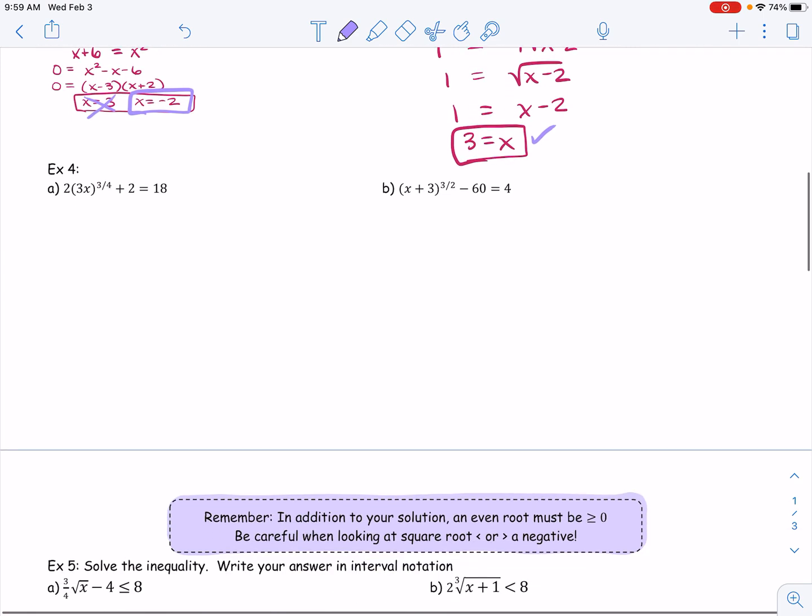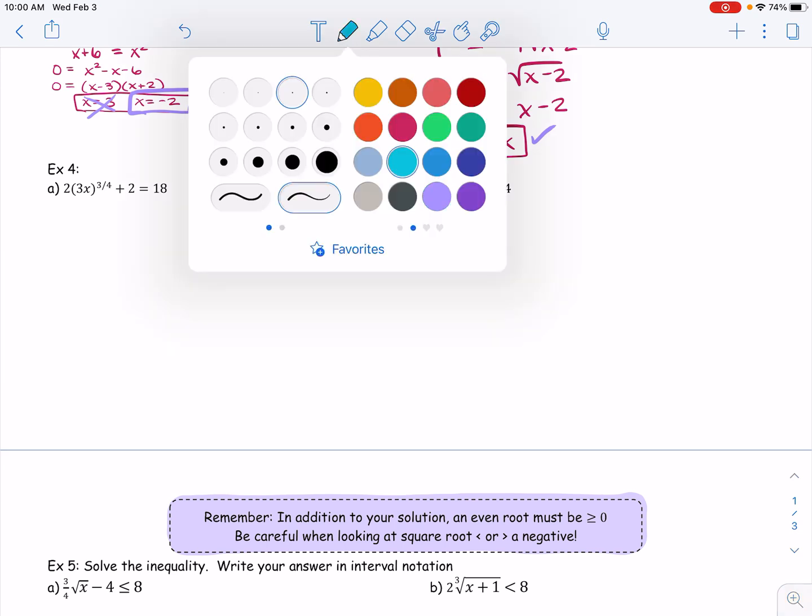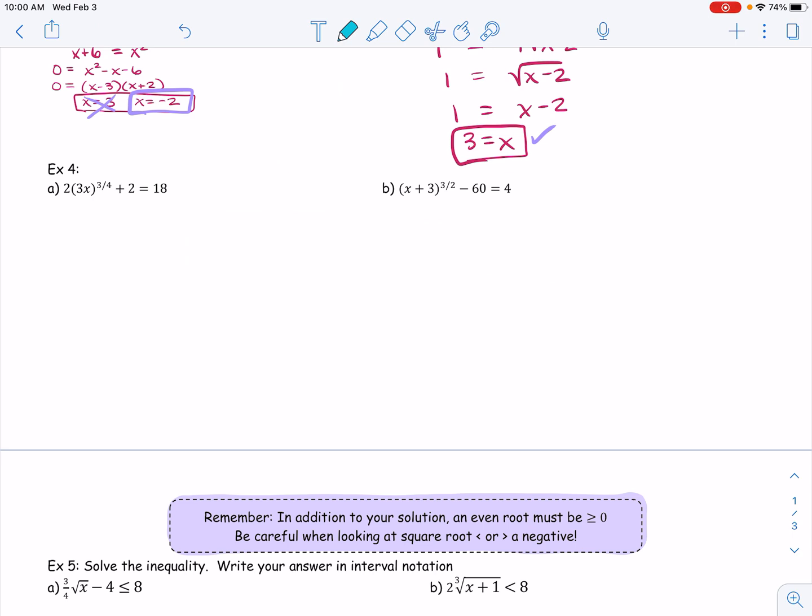Okay, now we're going to get into those fractional exponents. So we'll have to rewrite it as a root possibly, but we're going to solve kind of the same exact way. So I'm trying to get to the x, so I need to isolate that x. So what I would do first is I would subtract my 2, and then I would divide by 2. So I have 2 times 3x to the 3/4 power equaling 16, divide by 2. So now that's 3x to the 3/4 power equals 8.